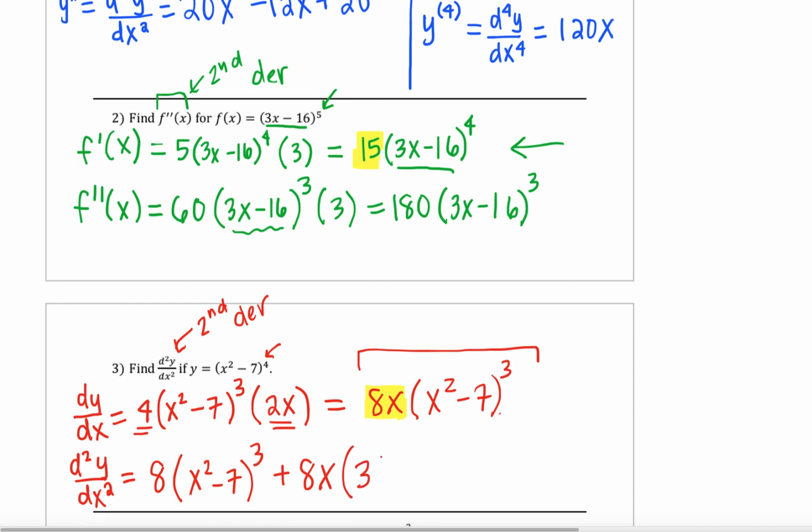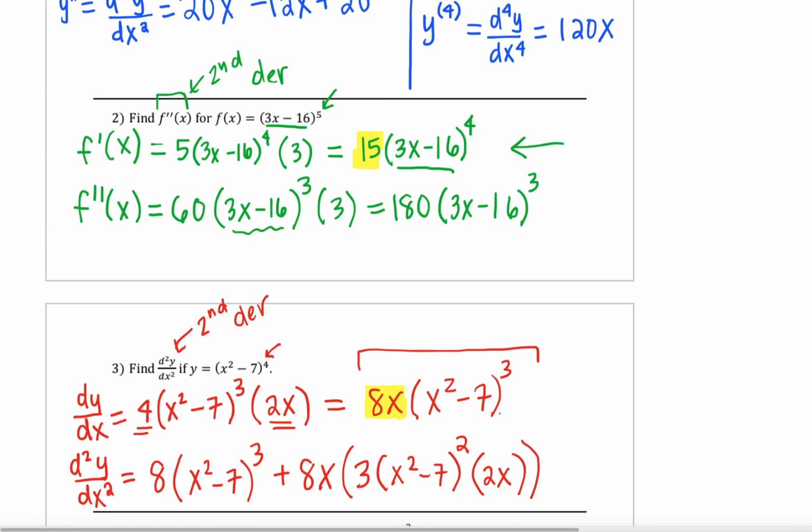The 3 is our outermost function, so the 3 comes down. We then are going to keep the inside function the same, so x squared minus 7 stays the same. That's all now to the second power, since we subtracted 1 off using the power rule, times we need to take the derivative of the inside. Derivative of x squared would give us 2x, and then the derivative of 7 would drop to 0.